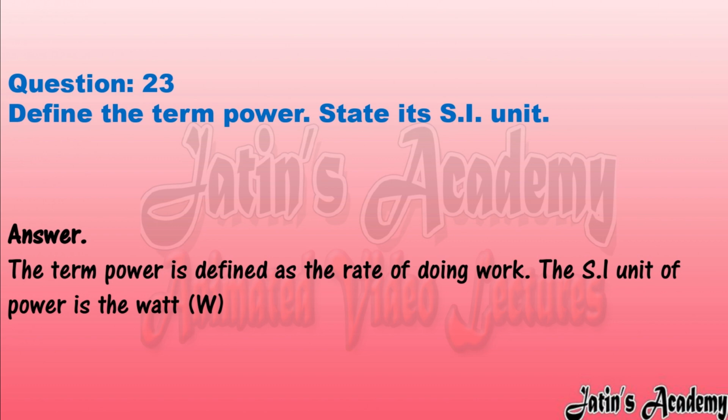Question 23. Define the term power. State its SI unit. Answer. The term power is defined as the rate of doing work. The SI unit of power is the watt.